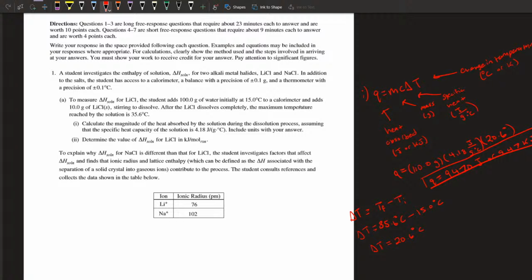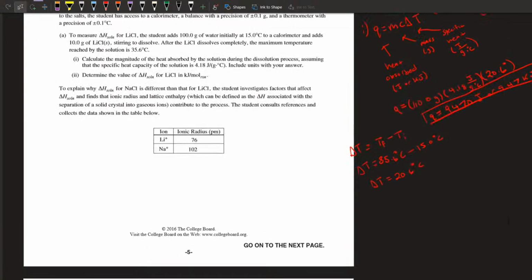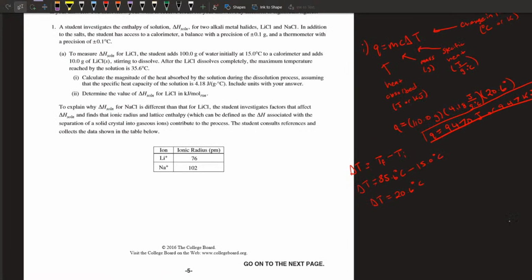Now, question 2A. Determine the value of the enthalpy of solution for LiCl in kilojoules per mole of reaction. So what we're going to do is first find the amount of moles there are, because that's going to be the denominator. We're going to divide the enthalpy in kilojoules over the moles of LiCl.